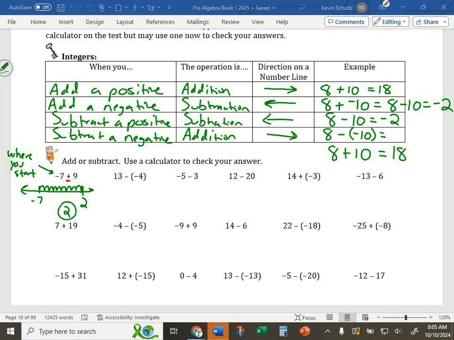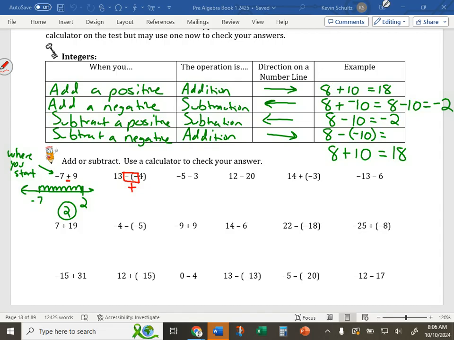Okay? The next one, 13 minus -4. That 13 just tells us where we start. Okay, so the 13 tells us where we start. Starting at 13 on the number line. Our operation is what's in the middle here, what's in between the numbers. What does that mean? Minus negative, what does that mean? It means we're adding. Okay? This is the same as 13 plus 4.